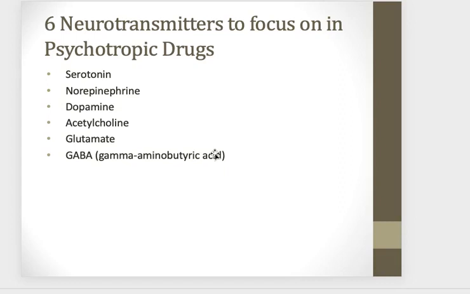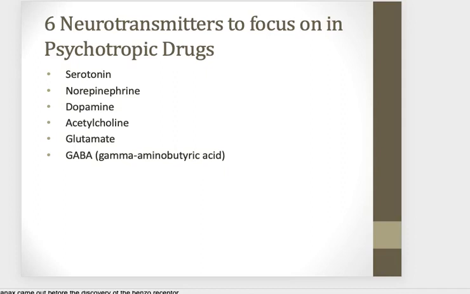But here's where we're really getting into the meat of everything. So 6 neurotransmitters to focus on and psychotropic drugs. Now I do think that these are going to start increasing a lot more soon. The more we start looking at, the more we figure out, we're going to figure out more neurotransmitters. But the top 6 right now are serotonin, norepinephrine, and dopamine, which most people have heard about. Those are our targets for our antidepressants and antipsychotics and some other classes.